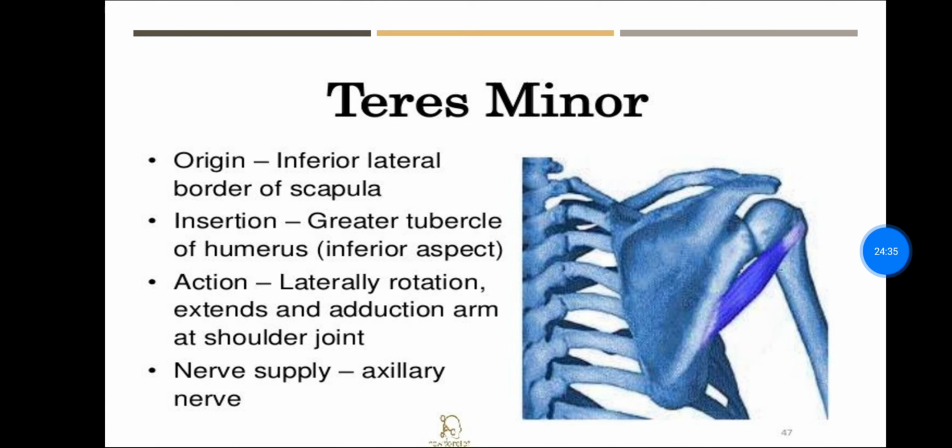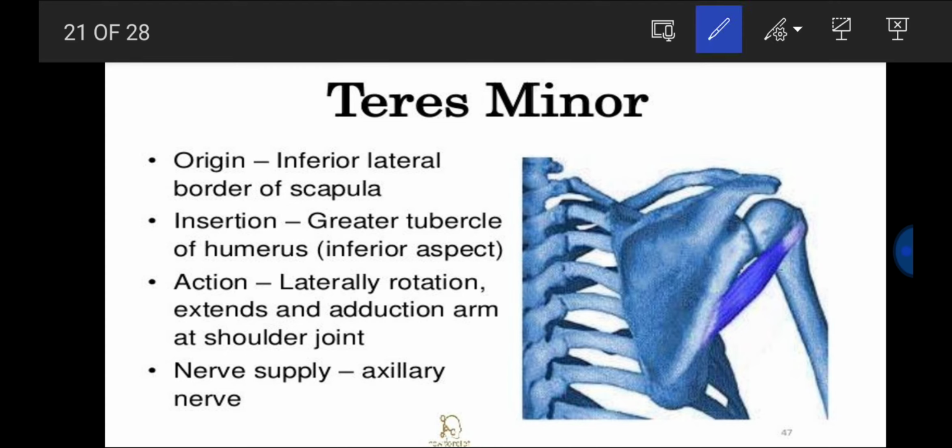Teres minor originates from the inferior lateral border of the scapula. Insertion: greater tubercle of the humerus, inferior aspect. Action: lateral rotation, extension and adduction of the arm at the shoulder joint. These muscles are very important because in third year, or maybe second year, you have the subject of MMT. So you have to find out the origin and insertion first, then only you can learn that subject.